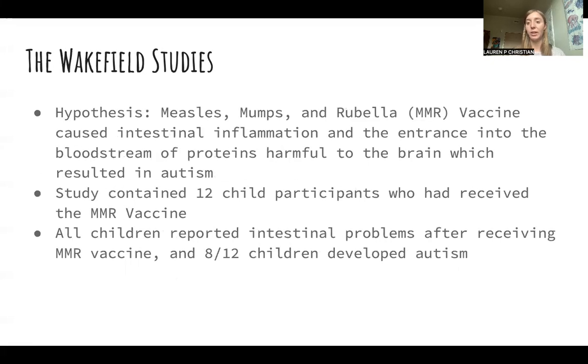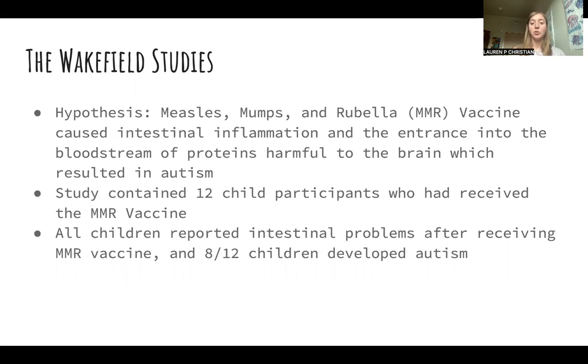Now we will examine the Wakefield studies, which posited that vaccines cause autism. The hypothesis of this study was that the measles, mumps, and rubella, or MMR vaccine, caused intestinal inflammation and the entrance into the bloodstream of proteins harmful to the brain, which resulted in autism.